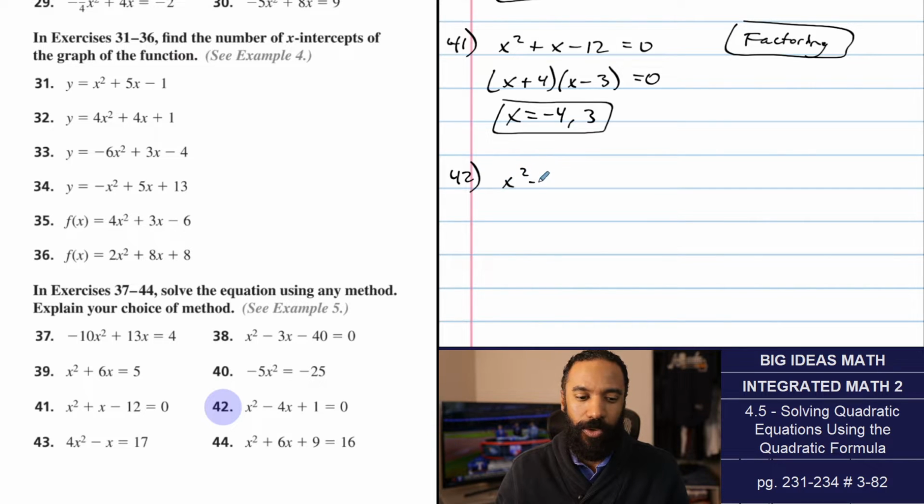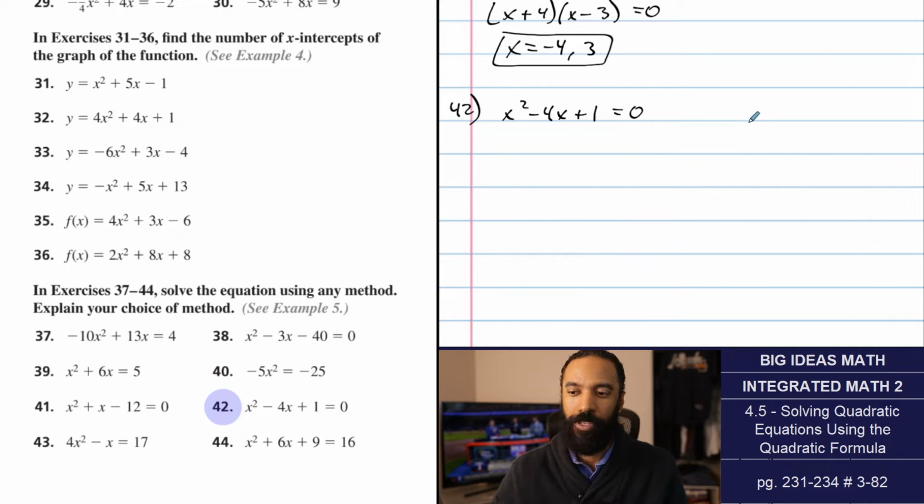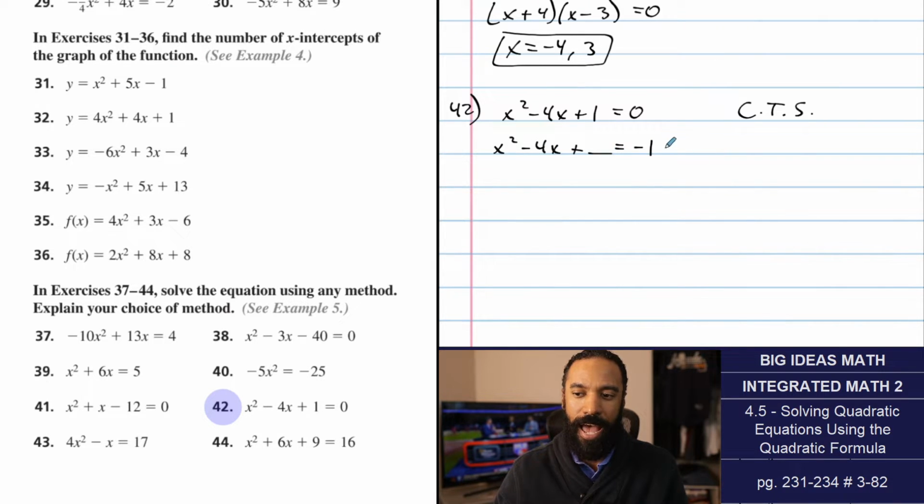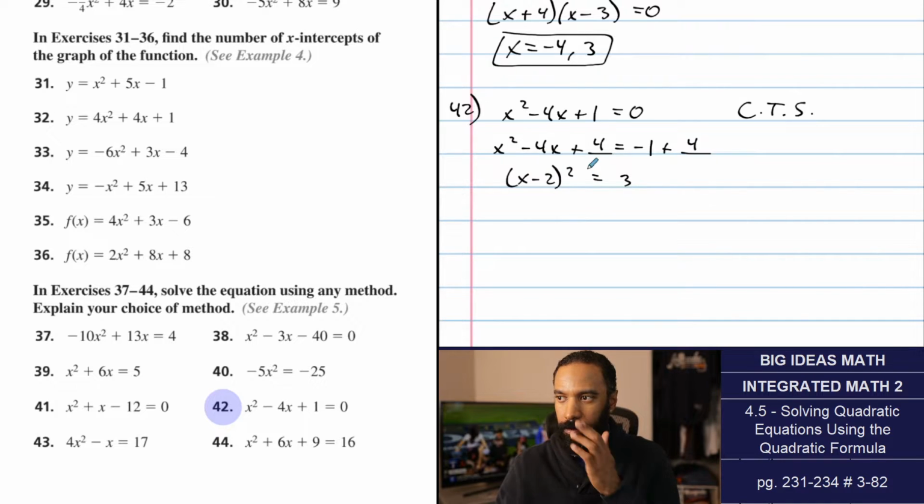All right, number 42, x squared minus 4x plus 1 equals 0. This is not factorable. I will use completing the square. I do have an even linear coefficient with a 1x squared. I first must subtract 1 from both sides. And now I'm going to add something new. I need a new number, which is 4. Negative 4 divided by 2 squared. So we get that. This factors to x minus 2 quantity squared. And negative 1 plus 4 is 3.